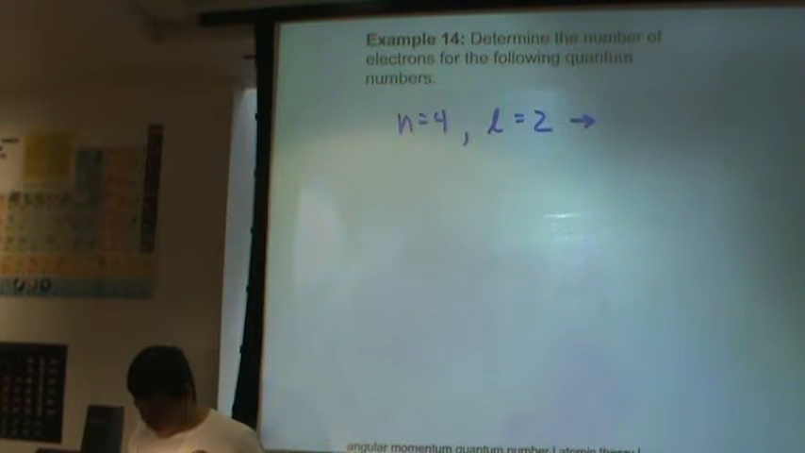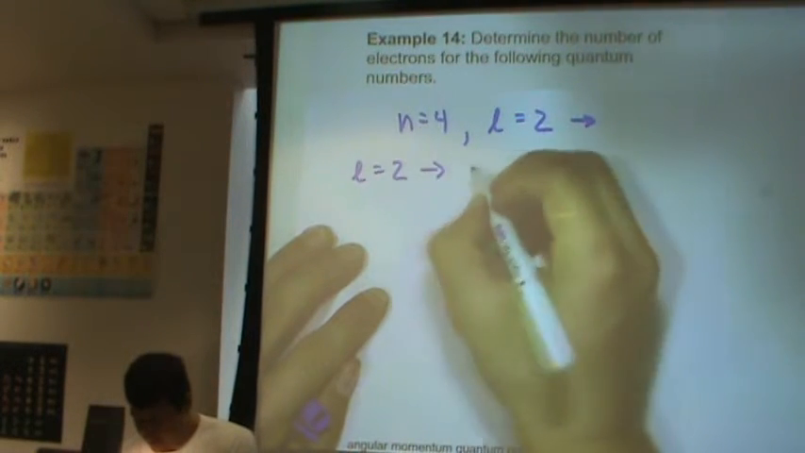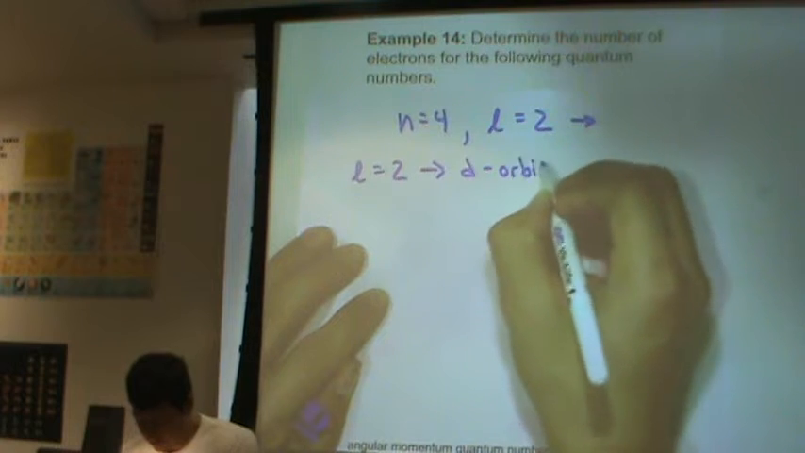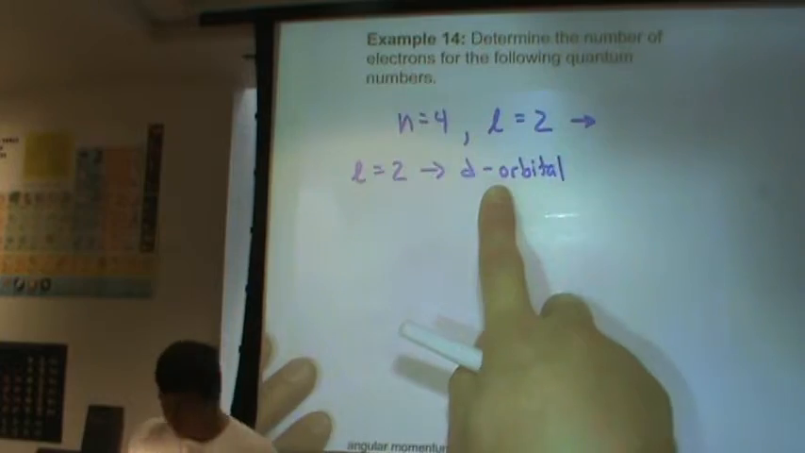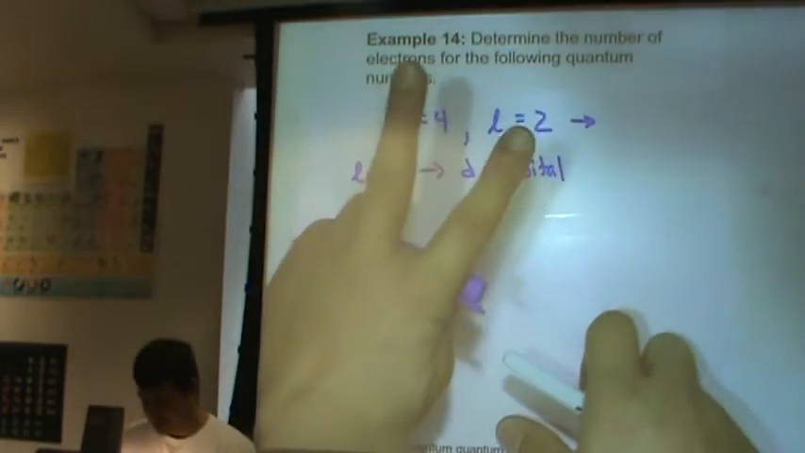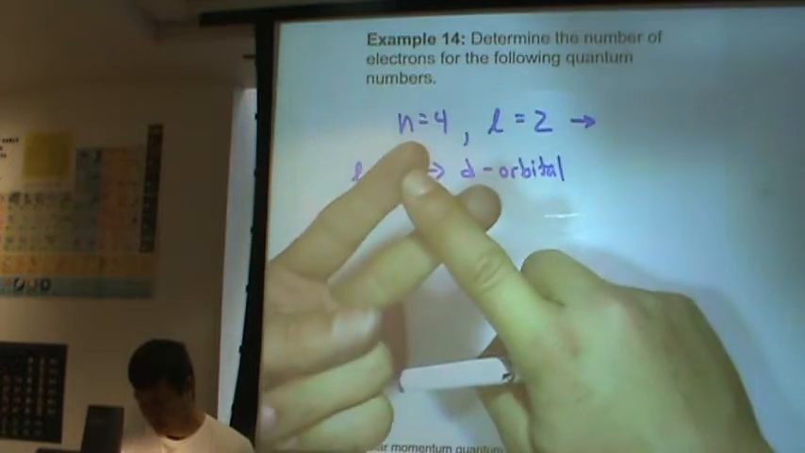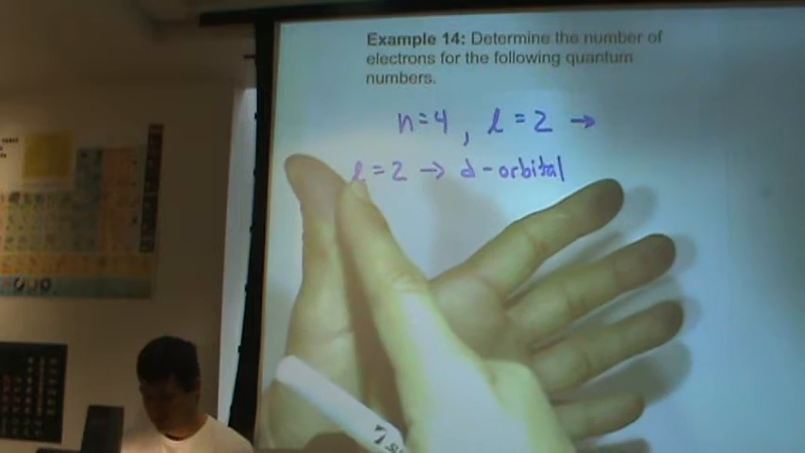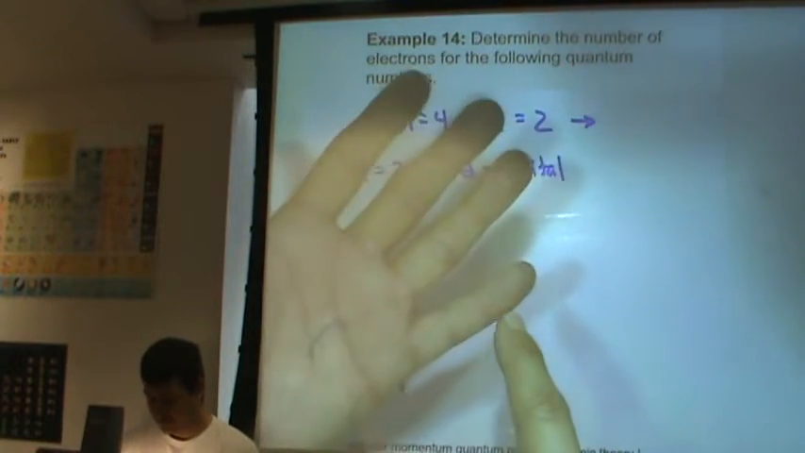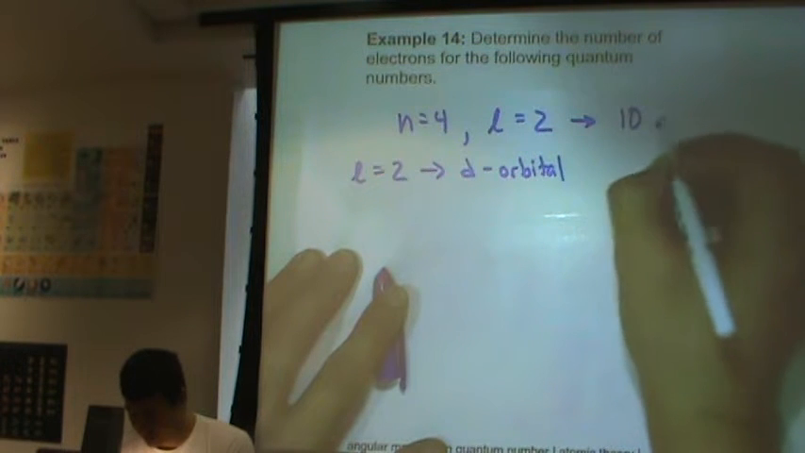So for L equals 2, this is a d orbital. Every d orbital can hold 2 electrons, and we have 5 of them: dxy, dxz, dyz, dx squared minus y squared, and dz squared. So if we have 5 orbitals and each can hold 2, then the number of electrons we can hold is simply 10 electrons.